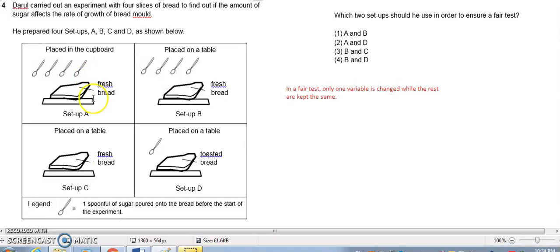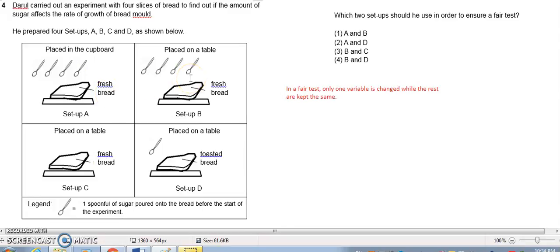For setup A, let's look at the legend first. The legend shows that 1 spoon represents 1 spoonful of sugar poured onto the bread before the start of the experiment. So in this case, there are 4 spoonfuls of sugar poured onto the bread before the start of the experiment. The bread is placed in a cupboard. Fresh bread is being used. So that is setup A.